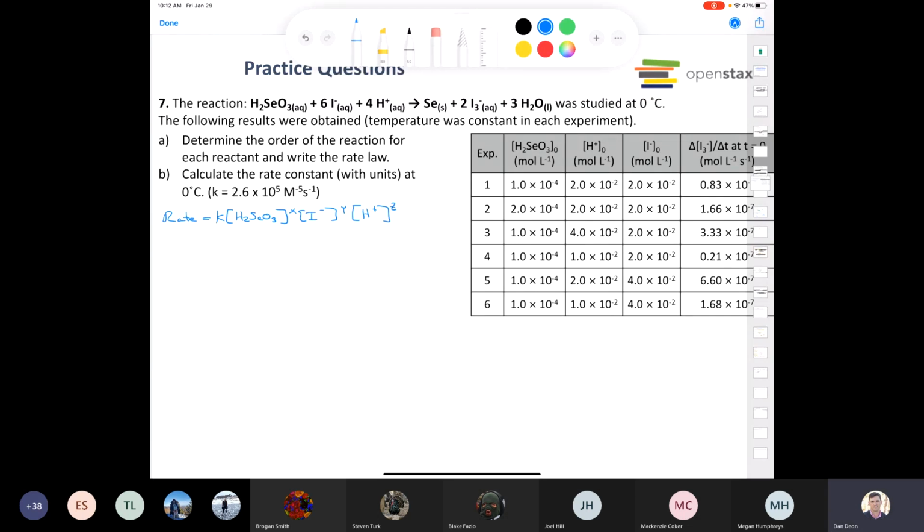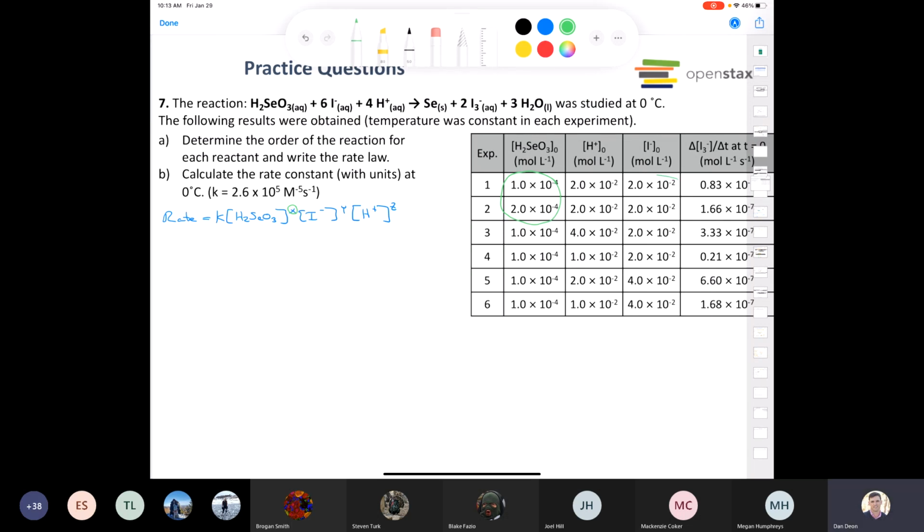Okay, we got that much, right? We can go that far. So let's start out by solving for X. Now, if we want to solve for X, we need to find 2 experiments where the concentration of H2SeO3 changes.